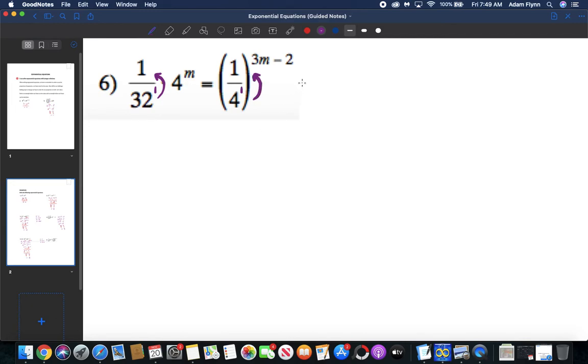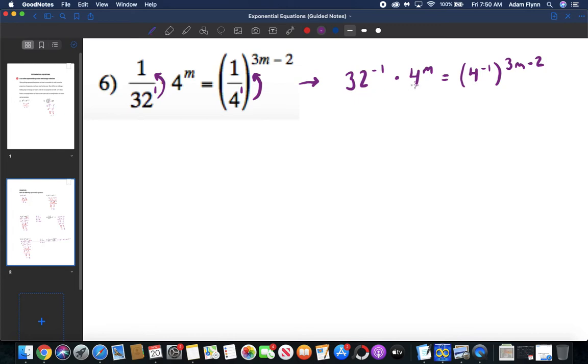So when I do that, I rewrite it over here. I've got 32 to the negative 1 times 4 to a power of m equals 4 to the negative 1 to a power of 3m minus 2. So now what I need to do is find a similar base.